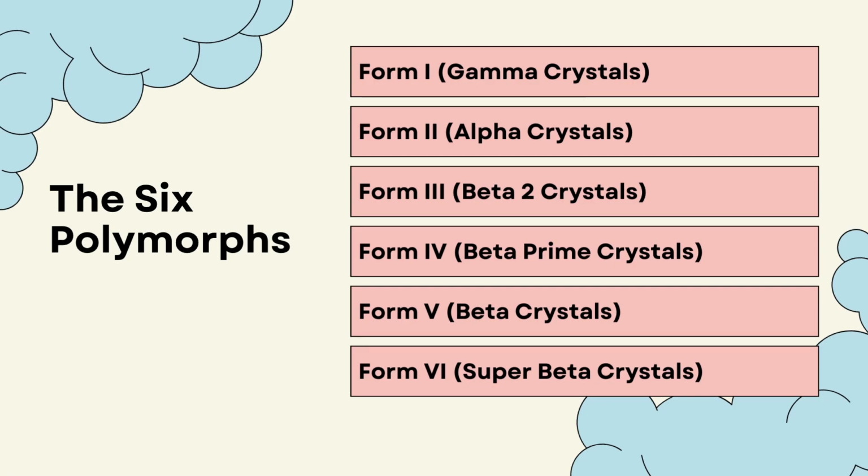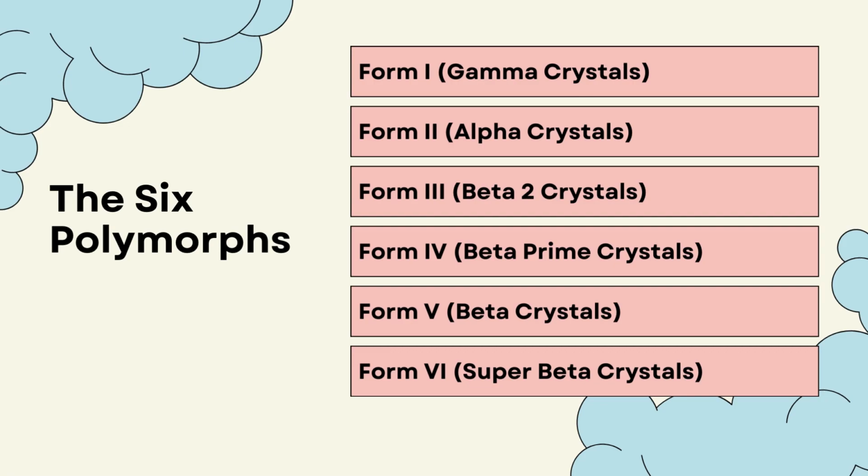Form 4 is beta prime crystals. These crystals are formed by allowing melted chocolate to complete the cooling process at room temperature. These can also be formed by storing type 3 crystals at room temperature. This chocolate melts in your mouth but is still a bit dull, sometimes exhibiting a slight bloom. It is, however, hard enough to snap when bent.